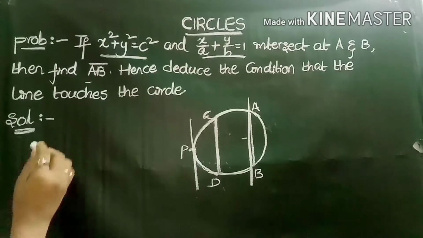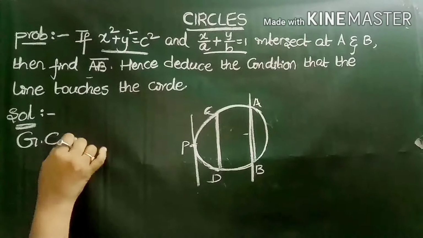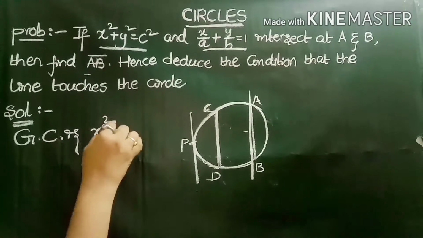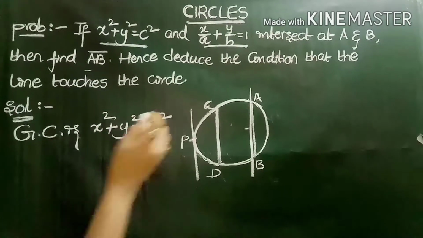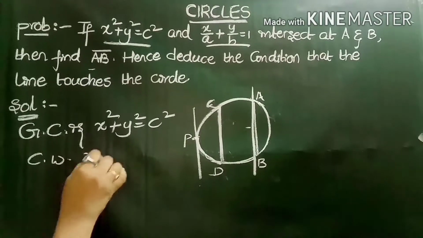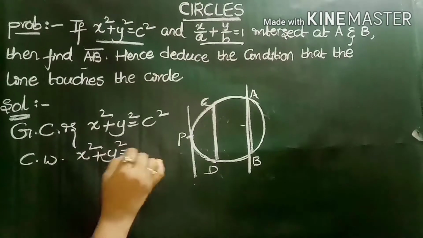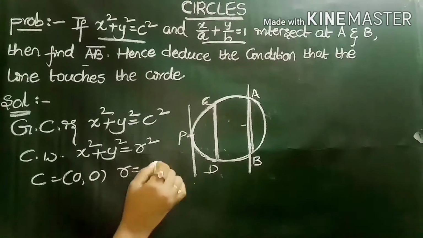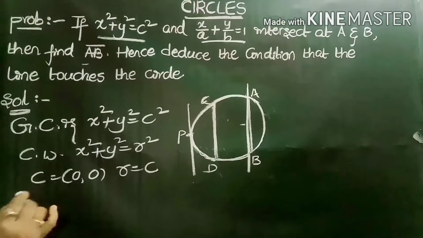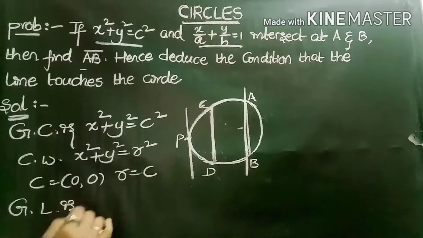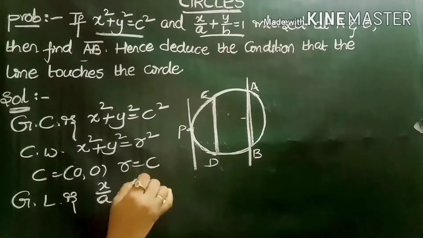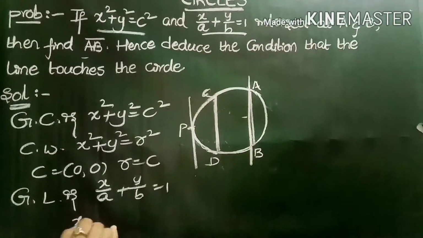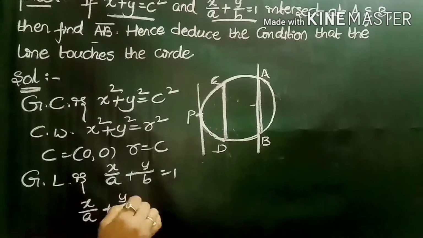Now coming to the answer, first we take the given circle. The given circle is x square plus y square is equal to c square. So we compare with the circle equation x square plus y square is equal to r square. Then the center is 0, 0 and the radius r is equal to c. Next we take the given line. The given line is x by a plus y by b is equal to 1, which implies x by a plus y by b minus 1 is equal to 0.